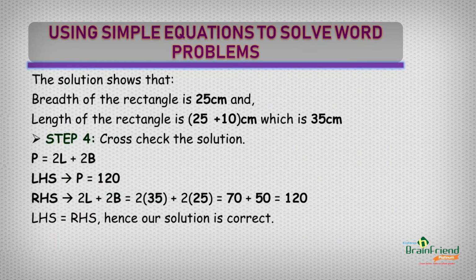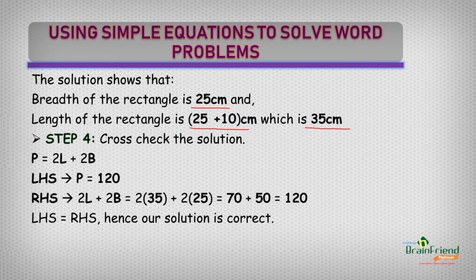Now, since we got y to be 25, this means that the breadth of the rectangle is 25 centimeters. Now, we were told that the length of the rectangle is 10 centimeters longer than the breadth. So our length will be 25 plus 10 centimeters, which is 35 centimeters.